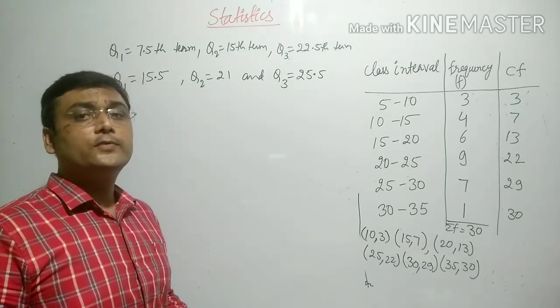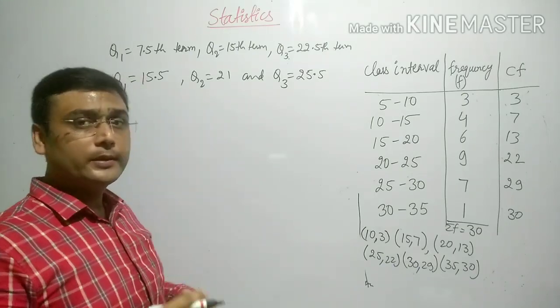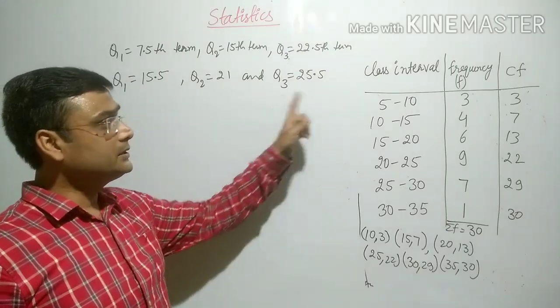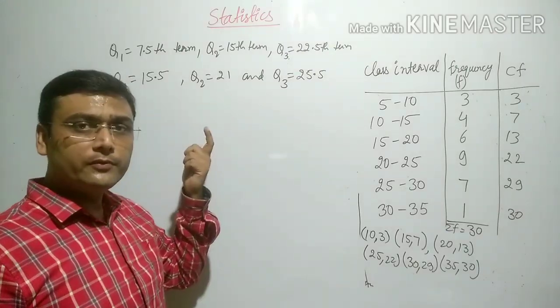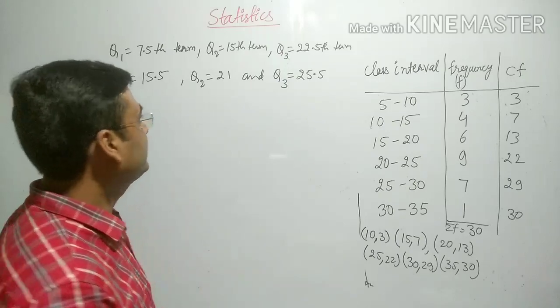After finding these values, this is the median also. So whenever we have to find the median of this type of data, then only Q2 we will find, that will be sufficient.